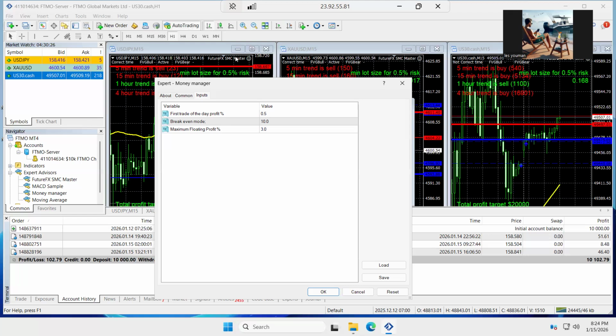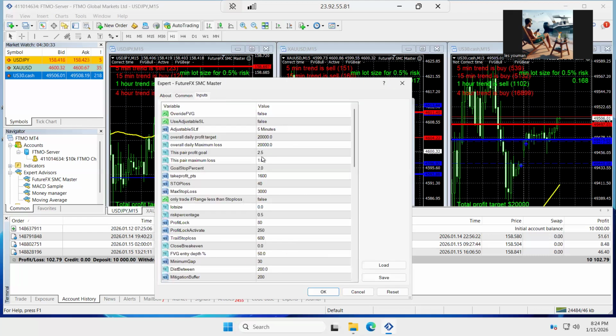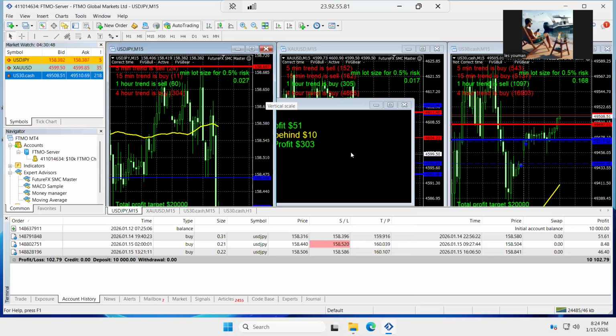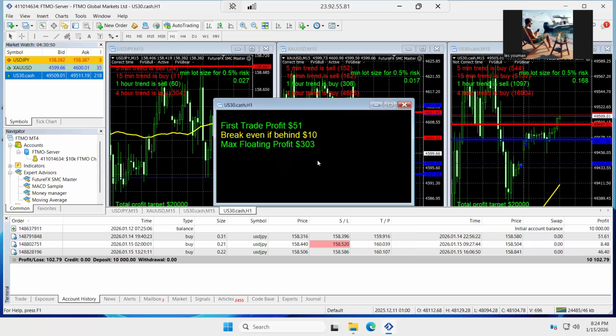And with SMC Master, if it does get up to, what's this one set at? This one's just set at 2.5% anyway. So if this particular pair had got into 2.5% profit, it would have closed anyway. Anyway, so that's what those 3 settings are all about. I think they're pretty easy to understand.